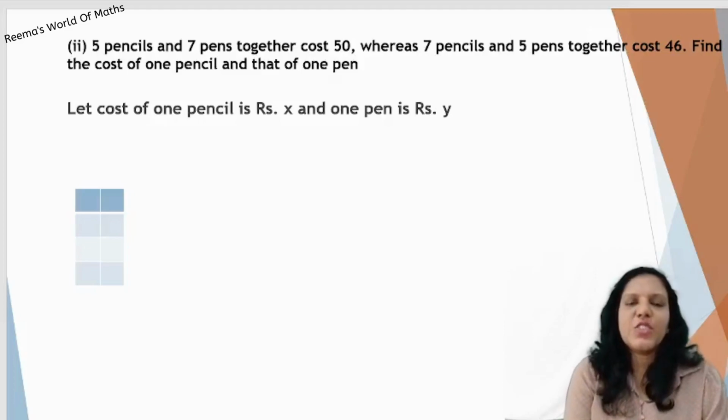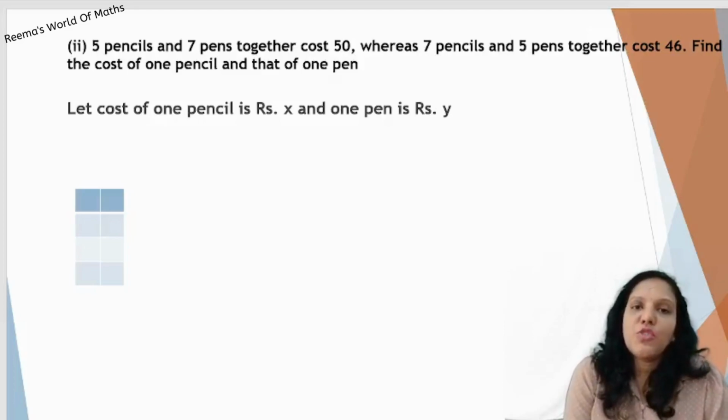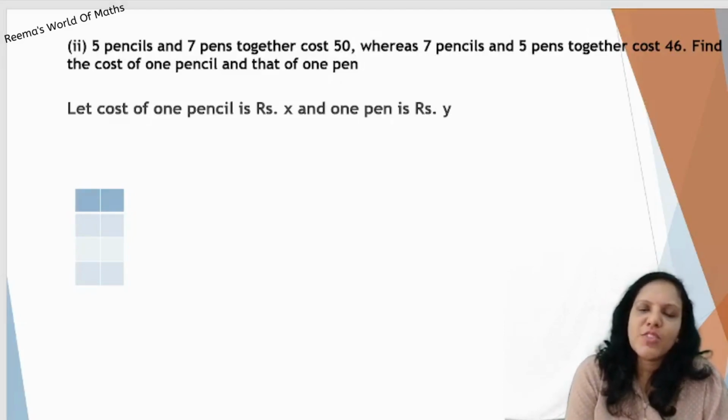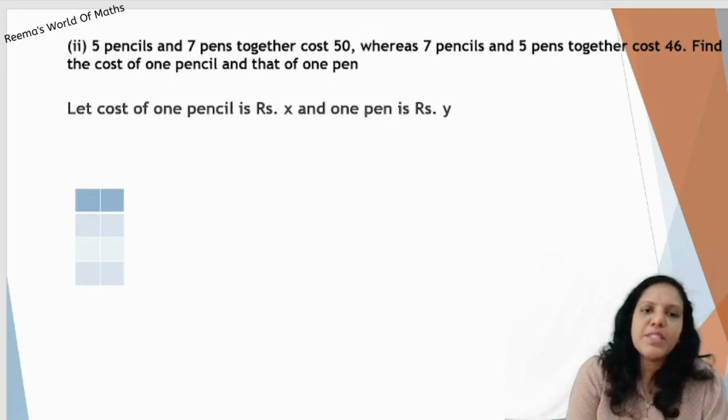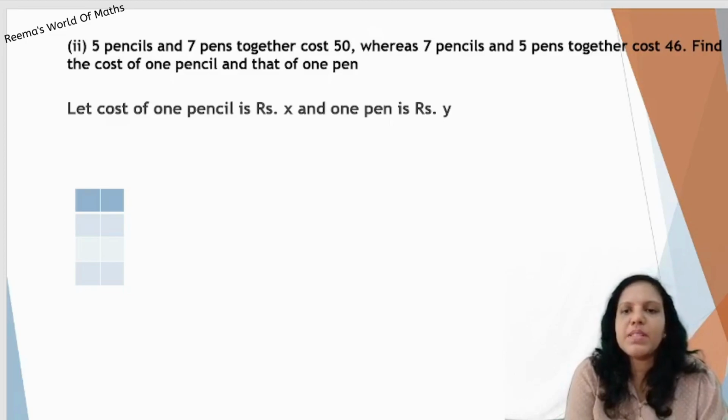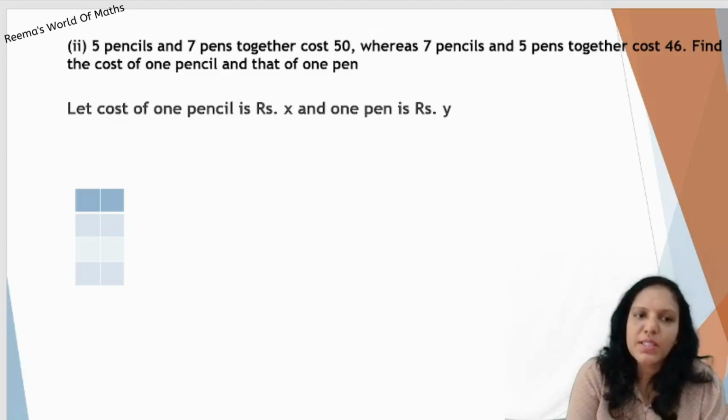So let's start. The second question from the first exercise is to form a pair of linear equations and find the solution graphically. We have done the first question, and this is similar to the previous question. The question is: 5 pencils and 7 pens together cost 50, whereas 7 pencils and 5 pens together cost 46. Find the cost of 1 pencil and that of 1 pen.